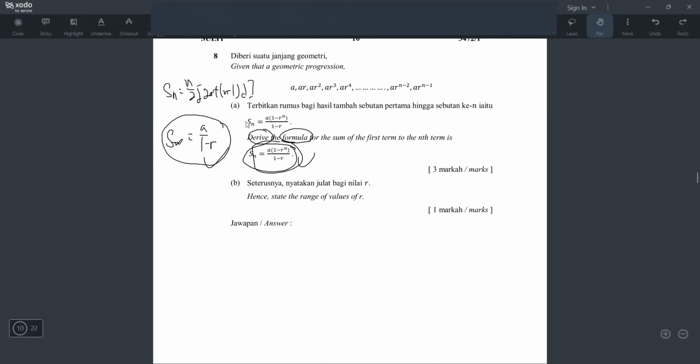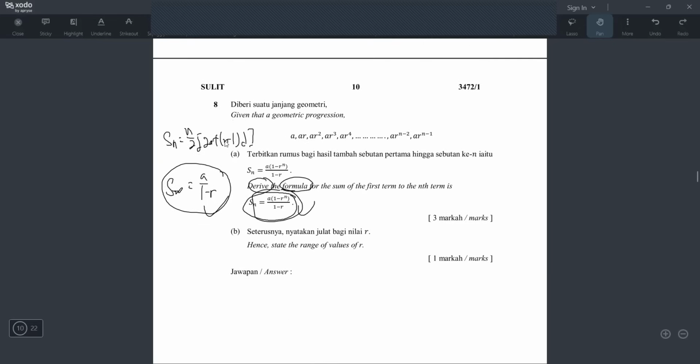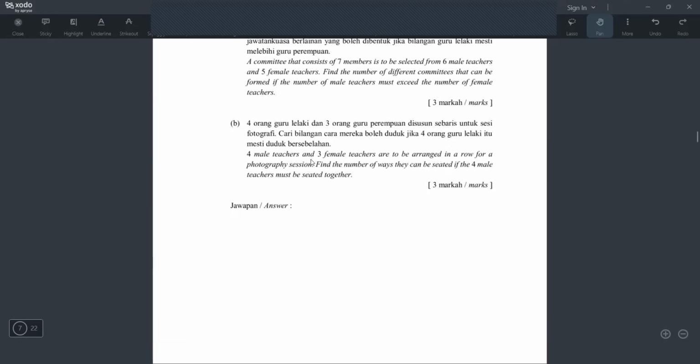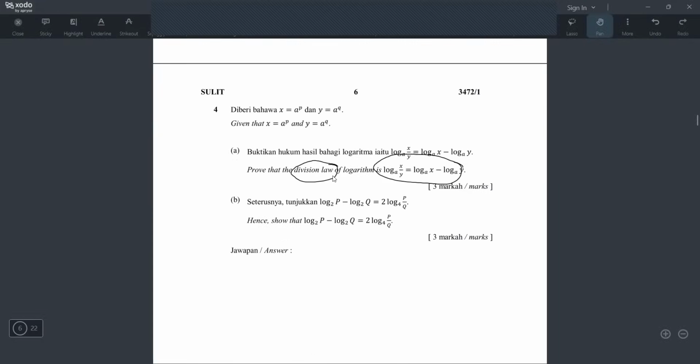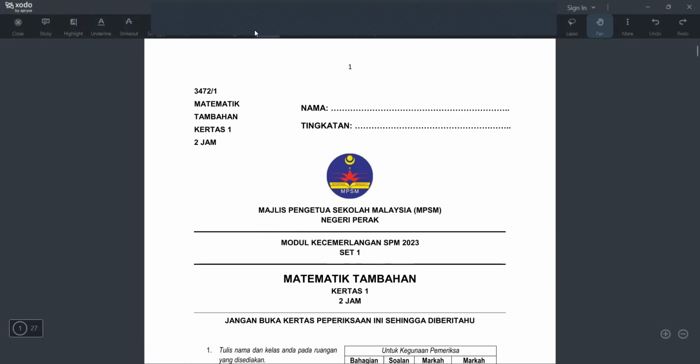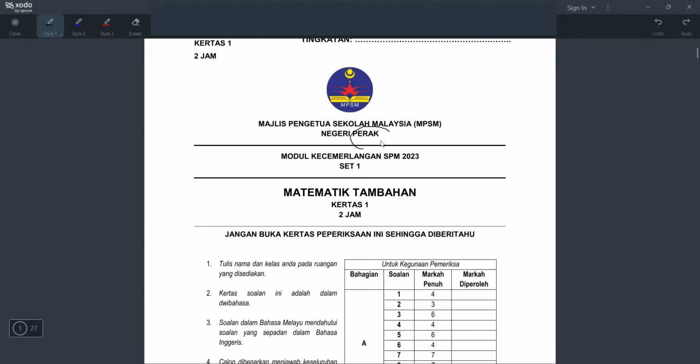But I will not be doing this now. If you want the explanation for this, you can go to my Sabah video or my SBP video, because I believe I stumbled upon this question in my Sabah paper and SBP paper. Let's go back to the logarithm proving. So this is what I want to show you. Can you see it happens in two state papers, Pahang and Perlis. And let me show you another state paper, which is the Perak state paper. So this is Perak, as you can see here, Perak, and it's 2023, and it's also Kertas 1 for Add Maths. Okay, let me find the question.